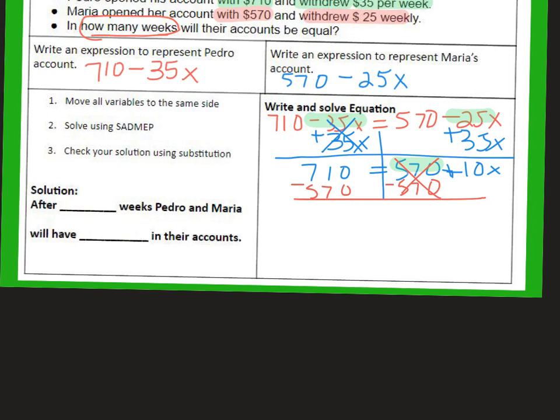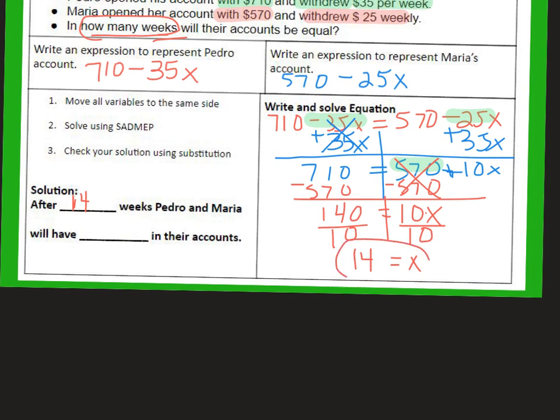That forms zero pairs, and I end up with 10x equals, when I type in my calculator 710 minus 570, I get 140. Now I'm down to this one-step equation. 10 times some number equals 140. Well, I can figure that out by dividing by my coefficient, dividing by 10 on both sides. And I know that x would equal 14 weeks. I'm looking for the number of weeks where the accounts will be the same. So after 14 weeks, Pedro and Maria will have the same amount in their accounts.